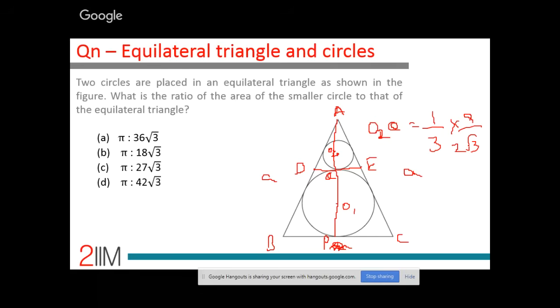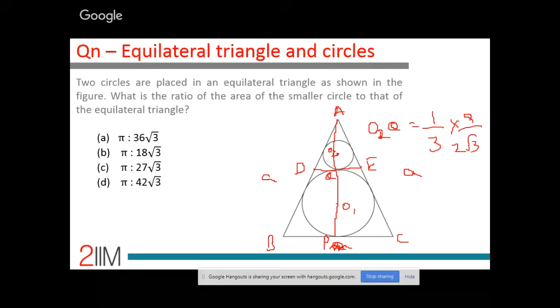I'm going to go over the whole process again. AP is root 3 A by 2. That you should know. There's no way you can not know that. Fine. So the radius of the large circle, which is the inradius of the equilateral triangle, you know, is A by 2 root 3. But we don't want just the radius, we want the diameter. That's what we're going to remove. So PQ is a diameter, which is A by root 3. We remove A by root 3 from root 3 A by 2. We get AQ, which is A by 2 root 3.